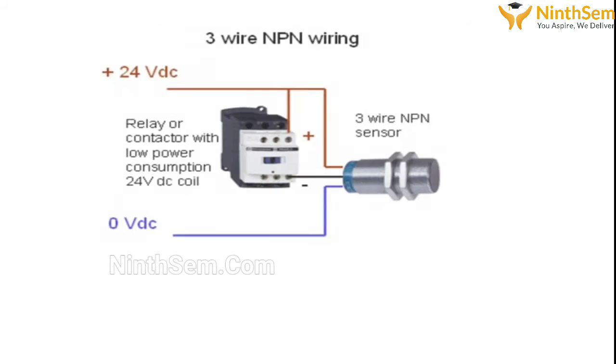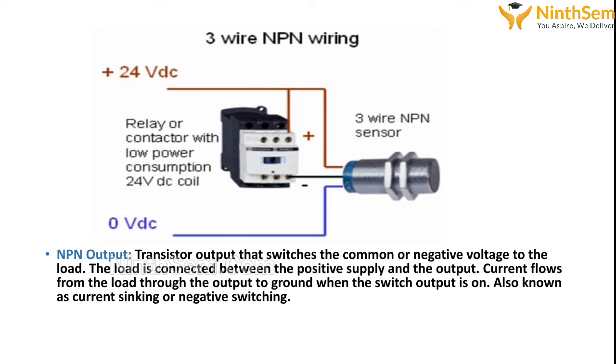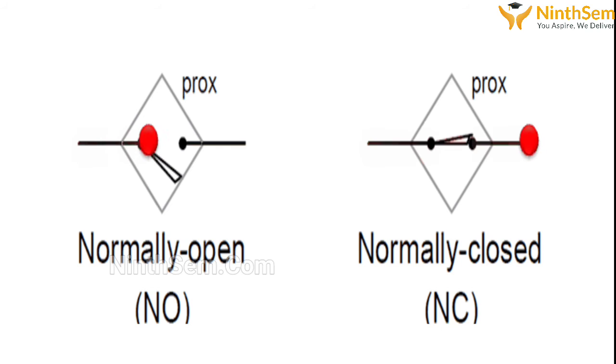For the NPN case, the alternative occurs. That means the load is connected between the positive supply and the output. As you can see in the figure, current flows from the load to the output to ground when the switch output is on, also known as current sinking or negative switching. So in the figure you can see the normally open or normally closed proximity sensor. In this way I can say the proximity sensor works.